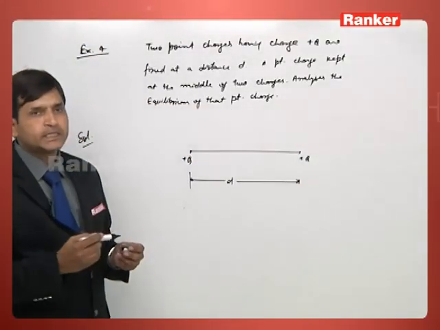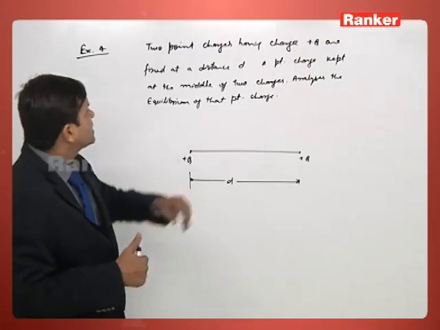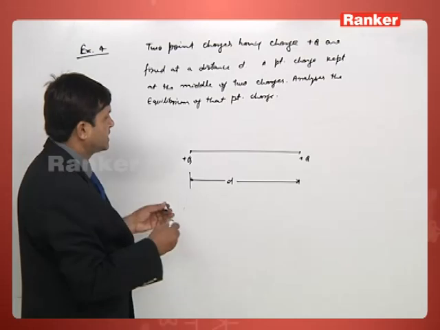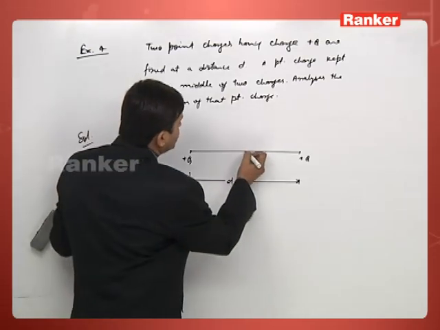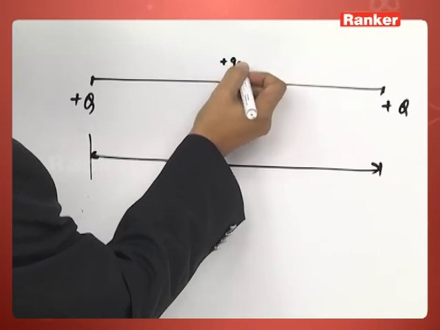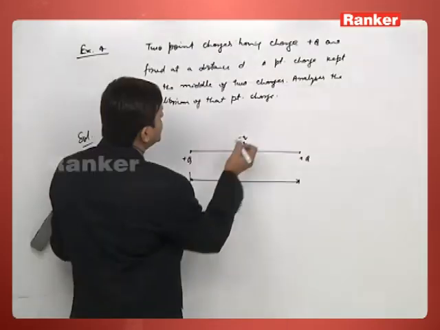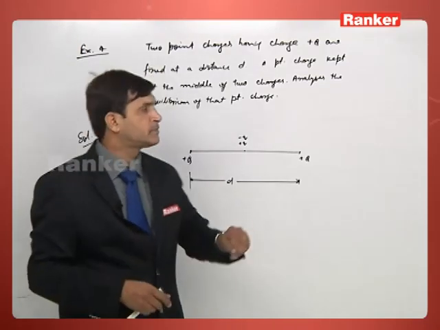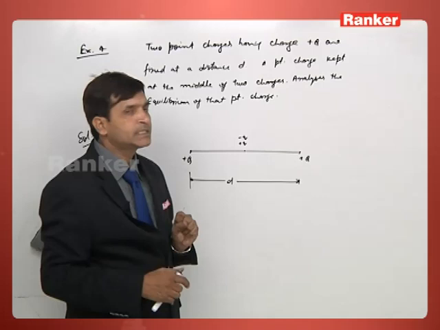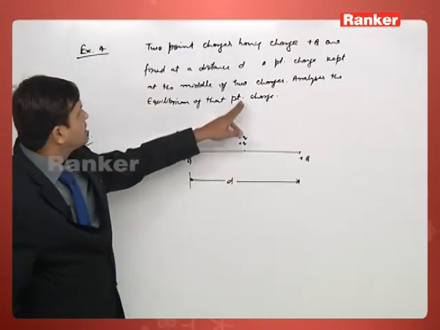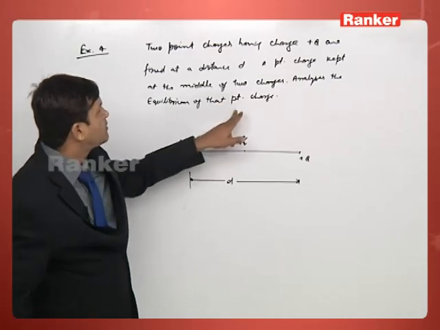Kept at a distance d. Now, a point charge is kept at the middle of two charges. Middle of the two charges means somewhere here. This charge may be plus q or it can be minus q, that is not given. We can consider both situations because we are going to analyze what is happening here. We have to analyze the equilibrium of that point charge.